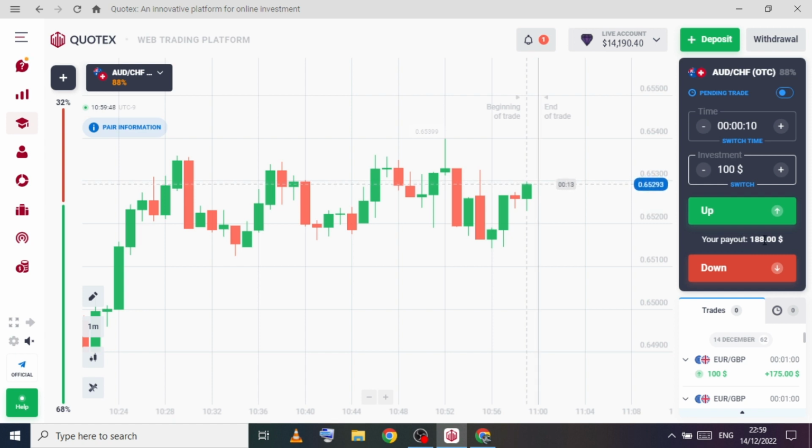The reason for that is because if you follow here where it says, this asset is paying 88%. So for $100, I'm going to get 88% profit. So that's why it's written here, your payout 188. And then this button right here, that's our buy button, and this one is our sell button. Basically, we're saying to a beginner, if you're anticipating that the price is going to go up, this is where you go. And then down is sell.